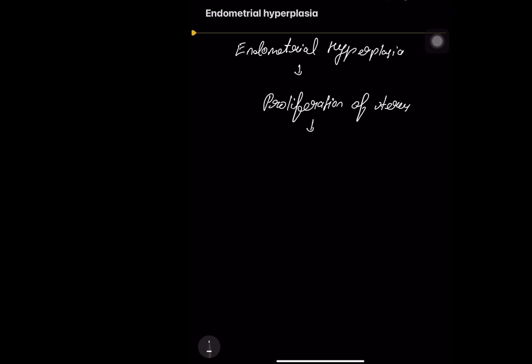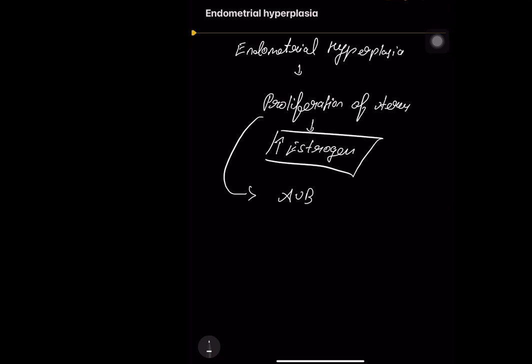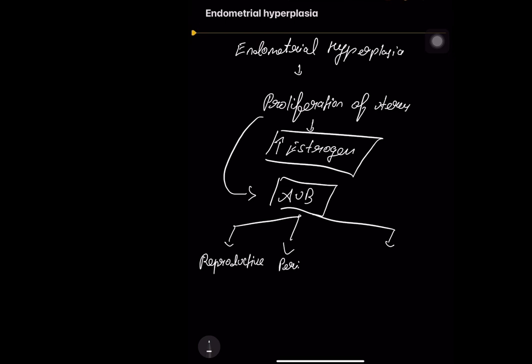It occurs due to the increase in estrogen. So as there will be proliferation of the uterus, the female will come with the complaint of abnormal uterine bleeding. Abnormal uterine bleeding may be divided into three age groups. It may be in the reproductive age group, the perimenopausal age group, or the menopausal age group.